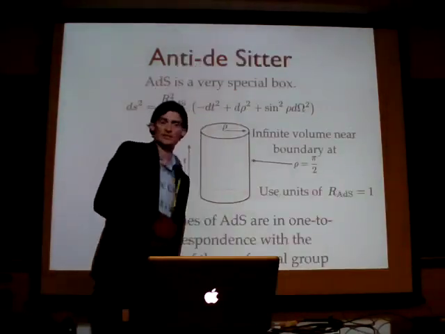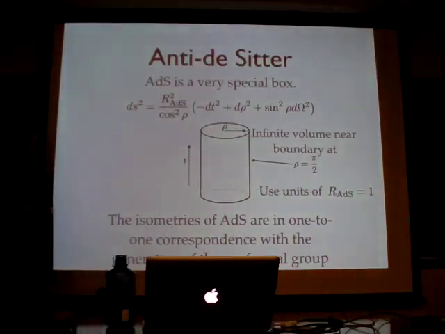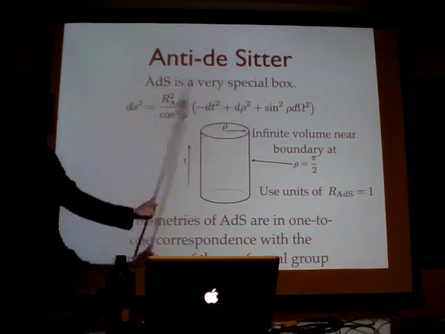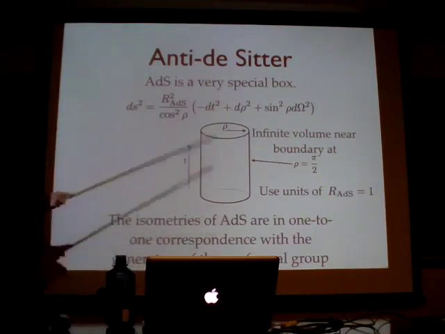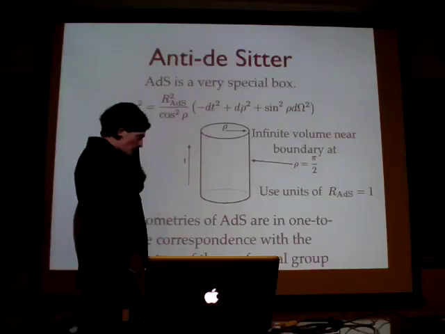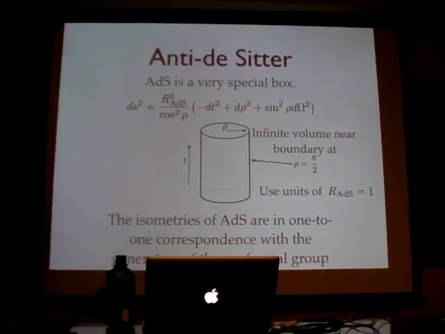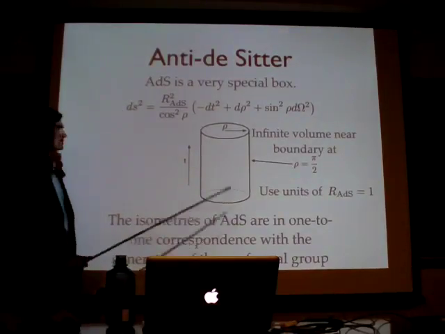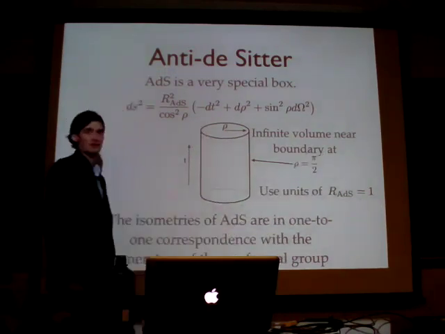Alright, so I've mentioned anti-de Sitter space several times. Now I'm going to give a very brief introduction to it. My favorite way of thinking of AdS is as a very special box. It has lots of properties we like. Here's one form of its metric. And here I've drawn a picture of this box for you. This box is not drawn to scale. There's actually an infinite amount of volume inside this box. It has constant radius of curvature, and I'm always going to be working in units where this radius of curvature is 1.